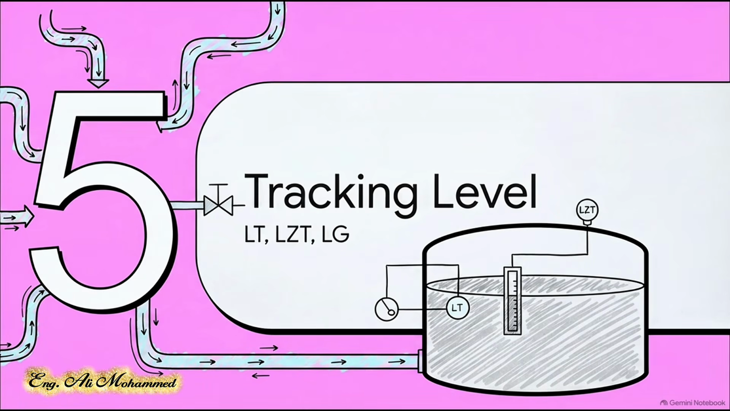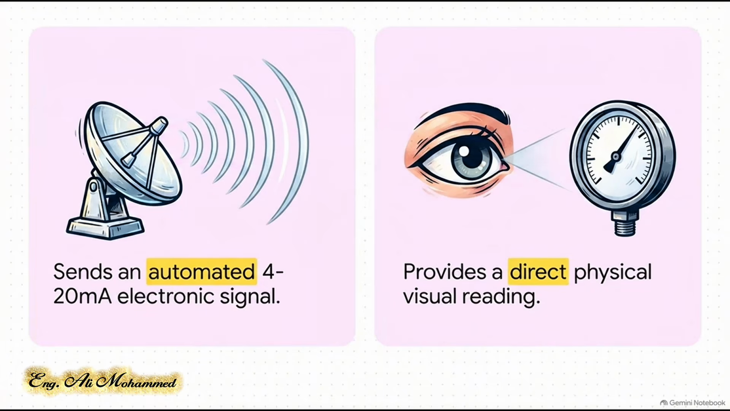Section 5. Tracking level, featuring the LT, LZT, and LG. Finally, let's move to our last major process variable. Our fluid has traveled the entire pipe, and it's now collecting in a massive tank. Here we really need to contrast the LT and the LG.